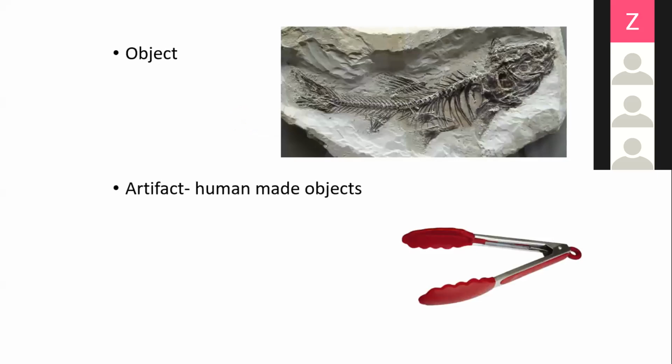So this is just a slide to show object and artifact. So what are these two terms? An object is any object that exists in nature, like a fossil. An artifact usually is used for a product that has been man-made. Although we do use object also, or product, we call it by several names, but usually artifact is a better term when we're talking about man-made objects.